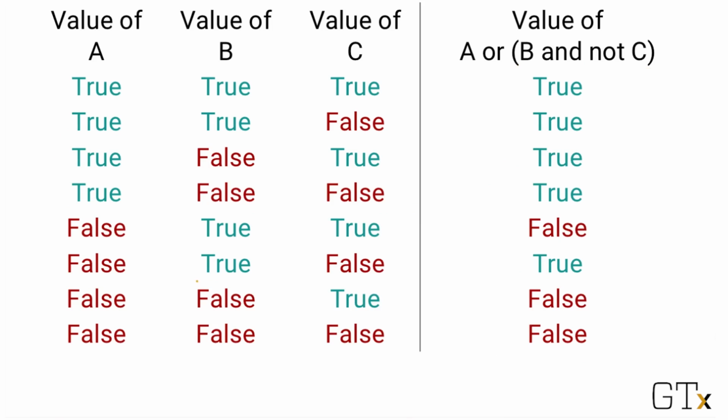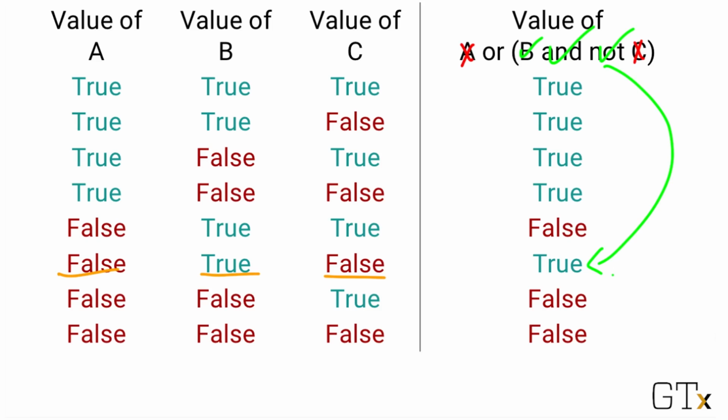So now we're just left with that one row where A is false, B is true, and C is false. If A is false and C is false and B is true, then not C becomes true as well because it alters the value of C. And so if both B and not C are both true, then that parentheses is true, that AND is true, and so our result is true.